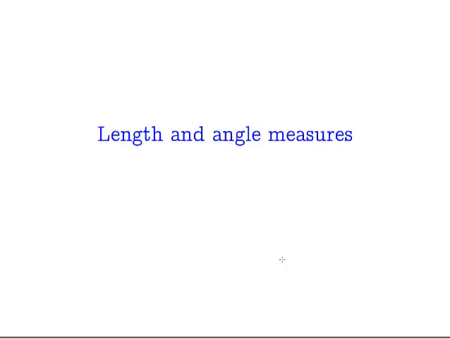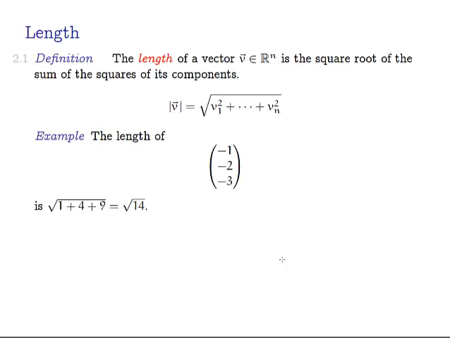Okay. Now let's talk about length and angle. We've already had some idea about the length of a vector, but let's formalize that. And we know intuitively that vectors correspond to directions, and different directions have angles between them. So let's formalize these definitions. Okay. Length of a vector is the square root of the sum of the squares. So this is just the Pythagorean theorem on steroids, right?